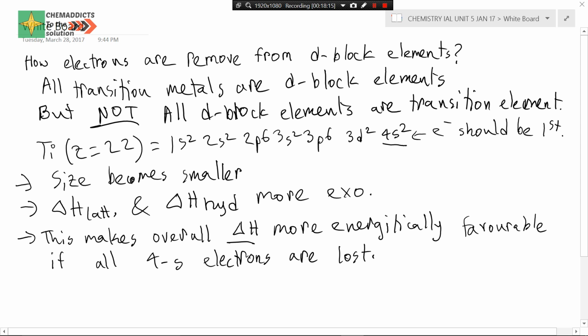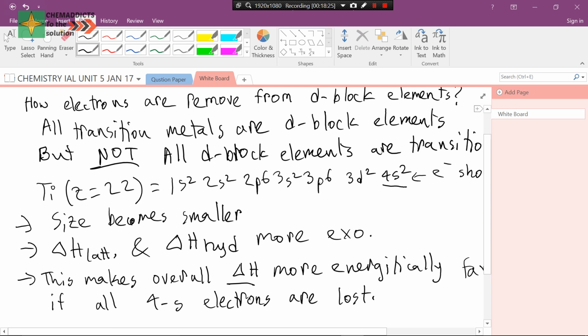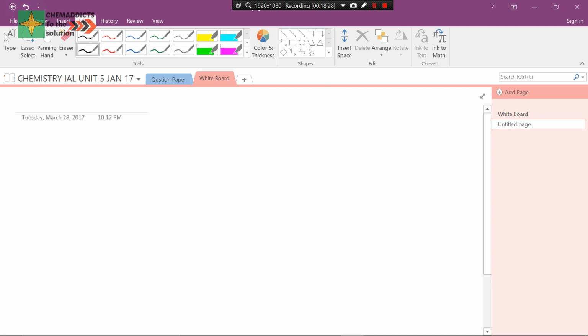So this is the first part of the concept. Next we will move on to the second part. Now we will discuss the trend in ionization energy in d block elements. So how do ionization energies vary in a d block element?